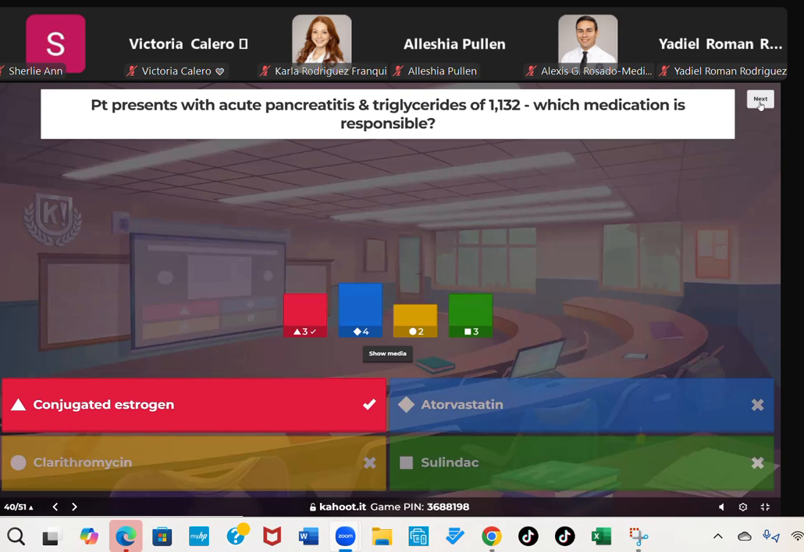Okay, conjugated estrogen can increase the triglycerides, so that would likely be the cause. Atorvastatin can cause gallstones, so that's going to show up on imaging. Sulindac is an NSAID that is going to cause dysfunction of the sphincter of Oddi, so that will show up on imaging, as well as clarithromycin has a prokinetic effect and will affect the sphincter of Oddi. So clarithromycin, sulindac, and atorvastatin are all going to show up on imaging. There's not going to be any lab values associated with them. Conjugated estrogen can increase your triglycerides.